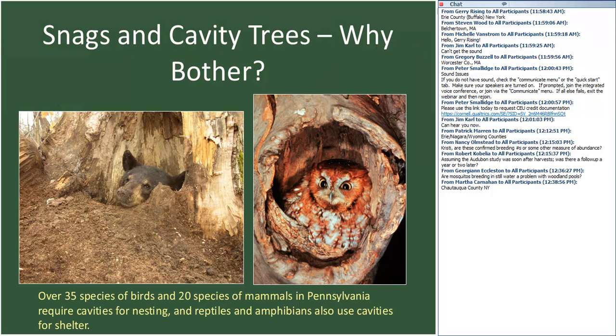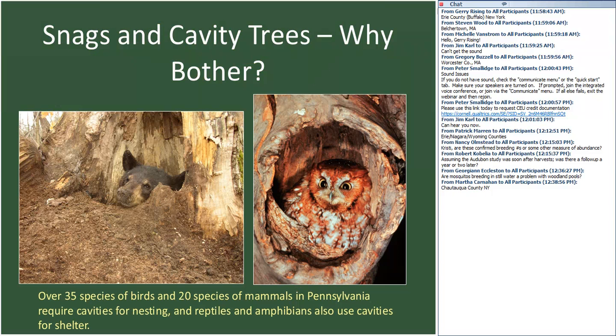So why bother? There are over 35 species of birds and 20 species of mammals in Pennsylvania, for example, that require cavities for nesting, and reptiles and amphibians also use cavities for shelter at some times. Sometimes it can be quite a surprise. If you're looking for animals in cavities, you never know what you might find. One time I was doing a nest search for nesting birds in cavities, and I peered into a hole, and there was a large black rat snake. But they are used by a whole diversity of animals.